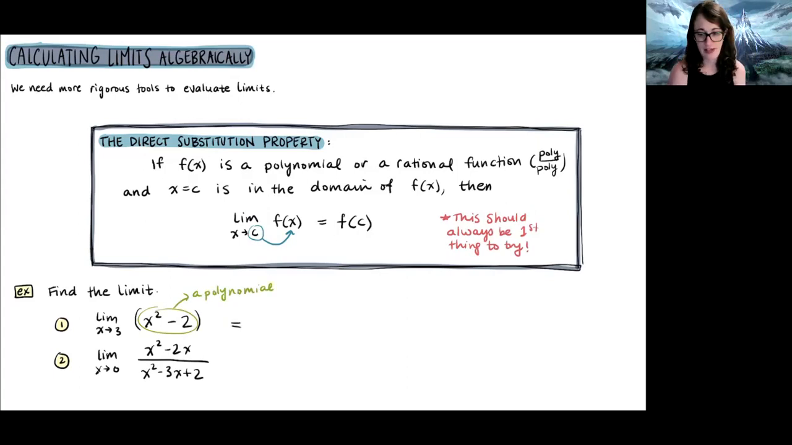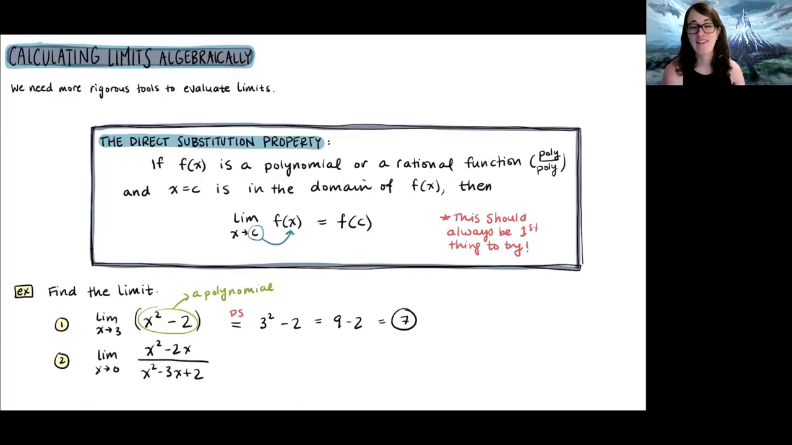So to find this limit, we would just say equals. And then remember, we want to put DS above the equal sign to indicate that that's what we are doing across this equal sign. We'll put the 3 in for the x, so we'll just square 3. Okay, that's 9 minus 2. And notice I'm not writing limit anymore because we're actually evaluating the limit. So we don't need that after we directly substitute. And that comes out to be 7. So that's the limit for that function.